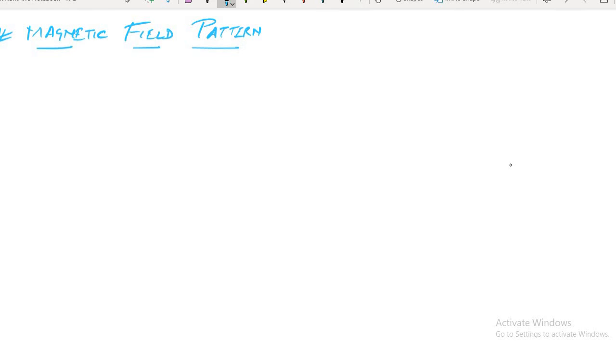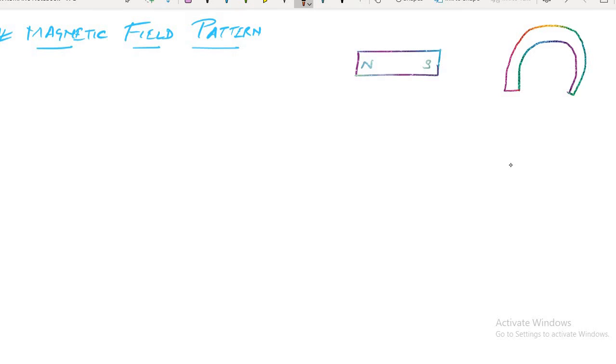Before going into this magnetic field pattern, let me show you the diagram. This is a bar magnet. You should know how the magnetic field lines look for a bar magnet and for a horseshoe magnet. I should know the drawing of this. What type of magnet is this? This is a horseshoe magnet. For a horseshoe magnet, again, the magnetic field lines will go from the North Pole and enter the South Pole like this.